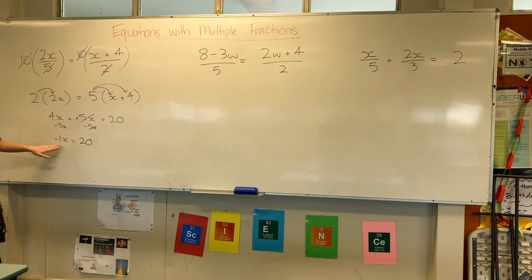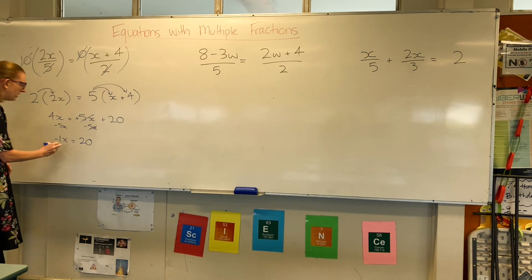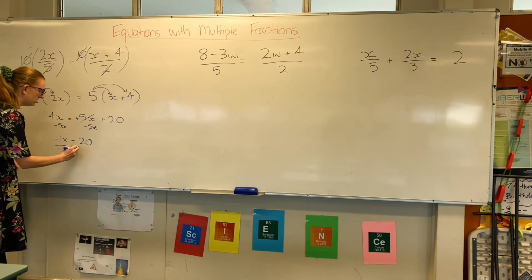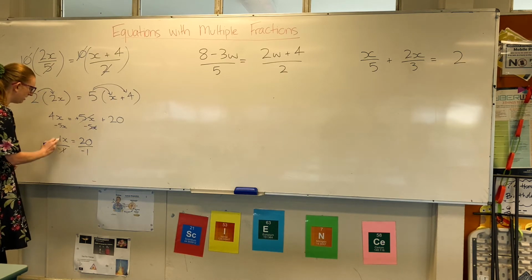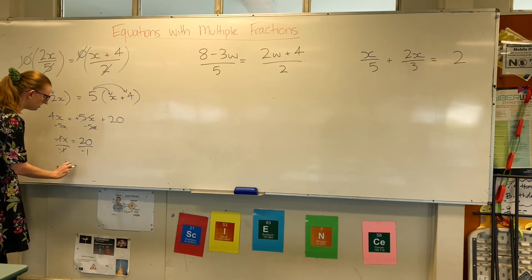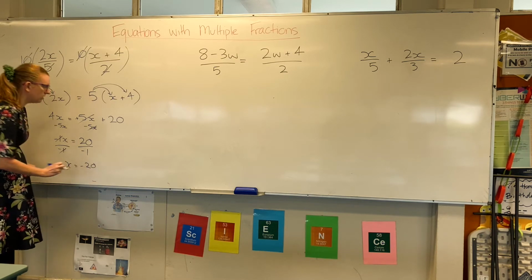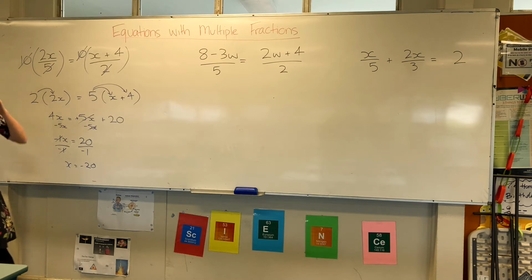So now I've got negative 1x is equal to 20. How do I split up the negative 1 and the x? I divide by negative 1. Divide by negative 1. They've cancelled out, so x is equal to negative 20. Cool. Not that hard with the fractions, was it?